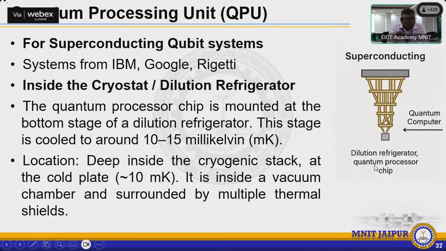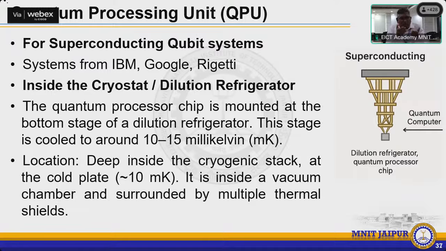So within the dilution refrigerator, the quantum processor chip is placed. So where is the location? Location is inside the cryostat dilution refrigerator. The quantum processor chip is mounted at the bottom stage of the dilution refrigerator. We will look at the dilution refrigerator shortly, so we'll see the temperature difference. The lowest level is 10 to 15 millikelvin, mK. So very, very chill, minus 270 degrees centigrade. So that's what we look at, right?